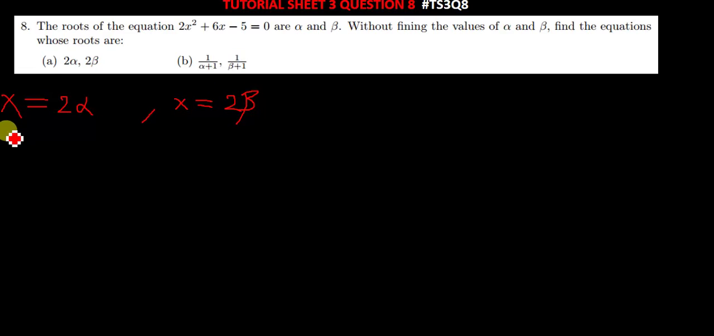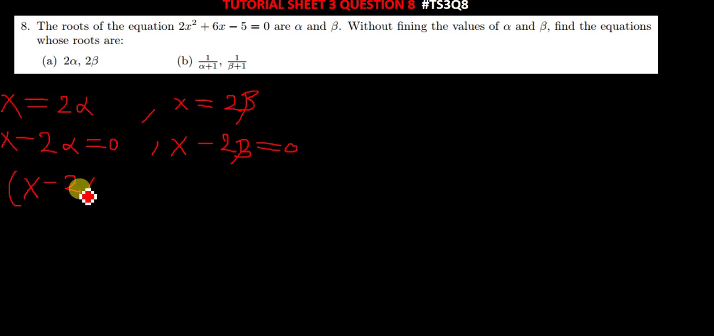So meaning what you are going to have is you're going to write something like this: x minus 2 alpha is equal to 0. You just take the roots to the other side of the equal sign. So this is what you are going to have, equal to 0. From there, this is just like solving the quadratic equation in the reverse way.